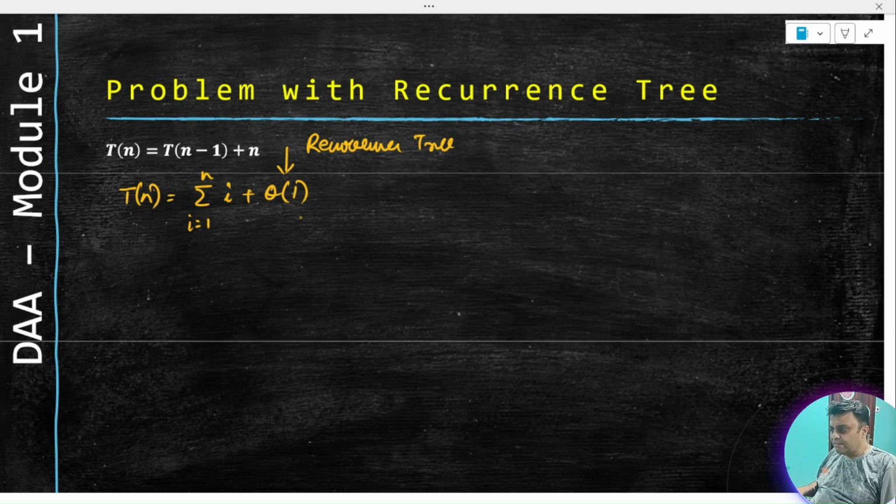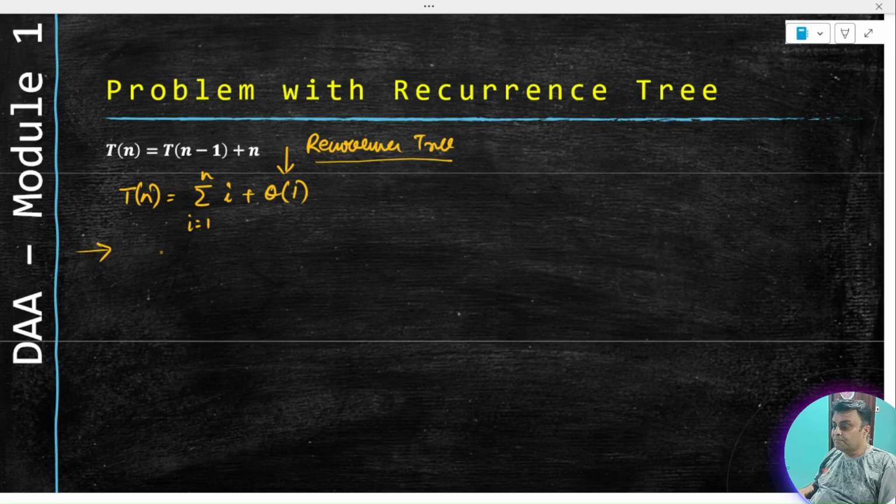Now, once we arrive at this, do I need the recurrence tree? After this point, what do I need? After this point, I just need an algebraic solution. So how is the recurrence tree going to help me? Nothing. The recurrence tree is not helping me to solve this. Right? So the recurrence tree cannot go further beyond this. So I need one more method. What is that method? Algebraic method.